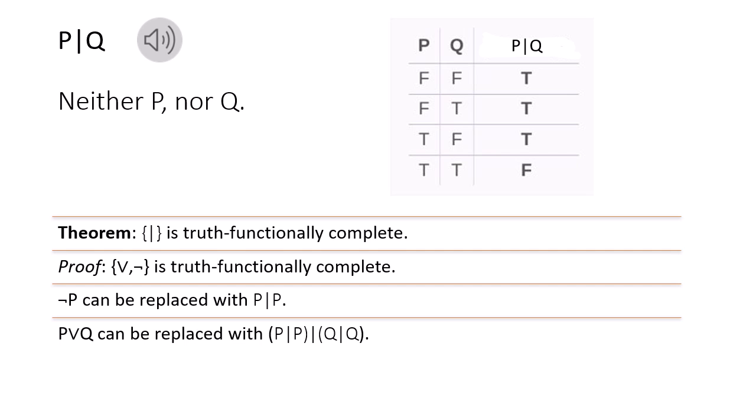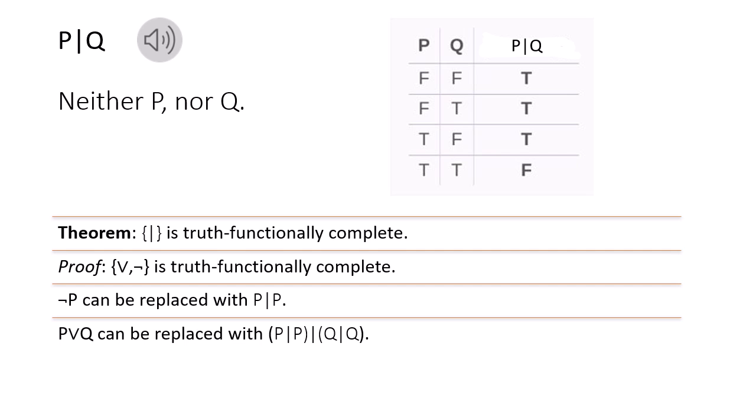So let's look at a good example of another connective that turns out to be truth functionally complete all on its own. This connective is called the Sheffer stroke, and it's denoted just with a vertical bar. So you put the sentence P, a vertical bar, and then Q. The English translation, there are two of them. You can think about it as the statement neither P nor Q, or sometimes we'll say not both P and Q. So not both P and Q.